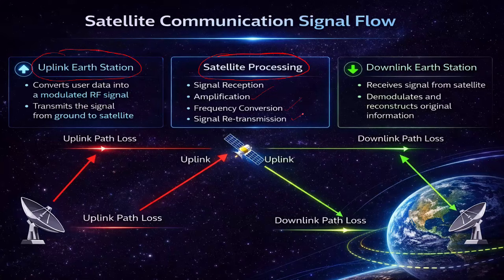Then you have this downlink Earth station. As we know, when the signal is sent back from satellite to Earth, that is called downlink. The receiving Earth station captures the signal and recovers the original information.